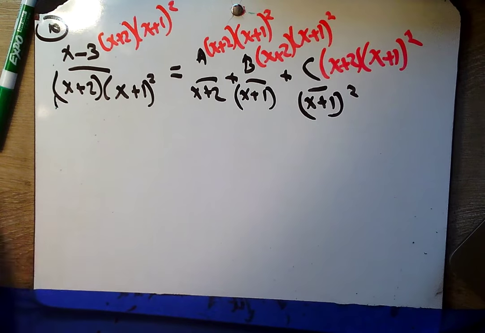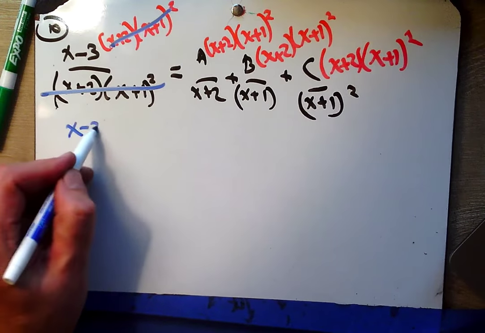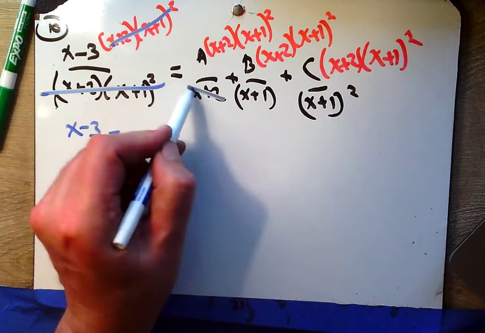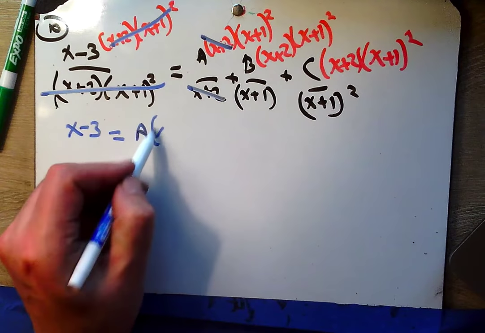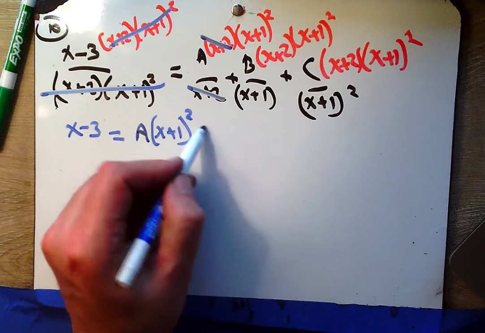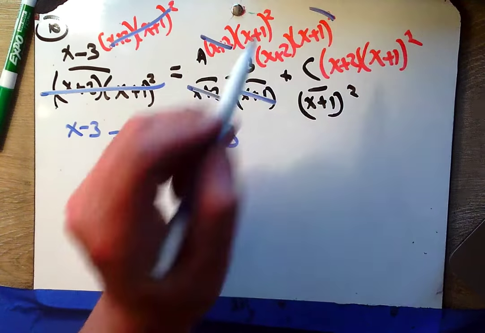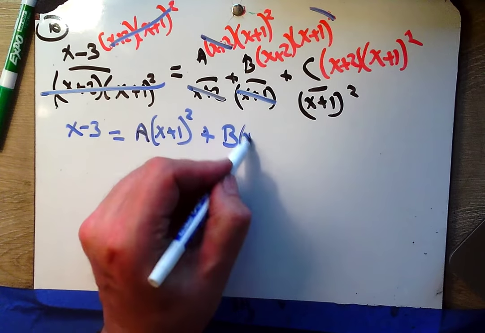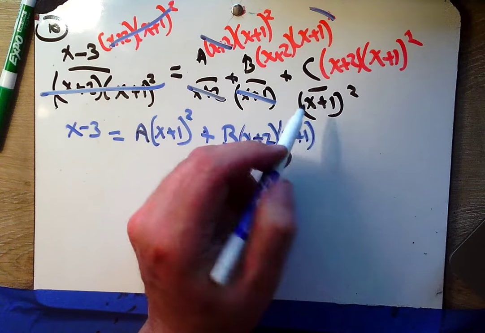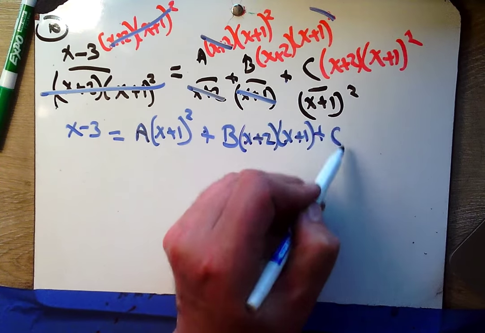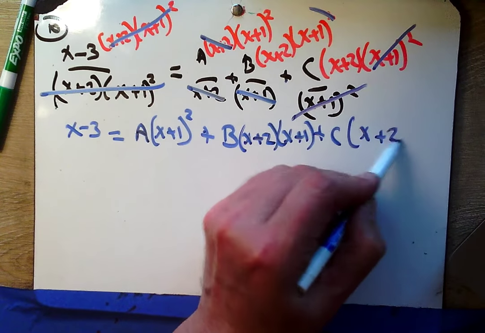And now a whole lot of canceling. Here, we've got x minus 3. This one takes this one, leaving me the A and the (x plus 1) squared. Got a plus sign. I've got a B. This takes one of those. We still have an x plus 2 and this x plus 1. Now we've got another plus sign, a C. These cancel these, and an x plus 2.